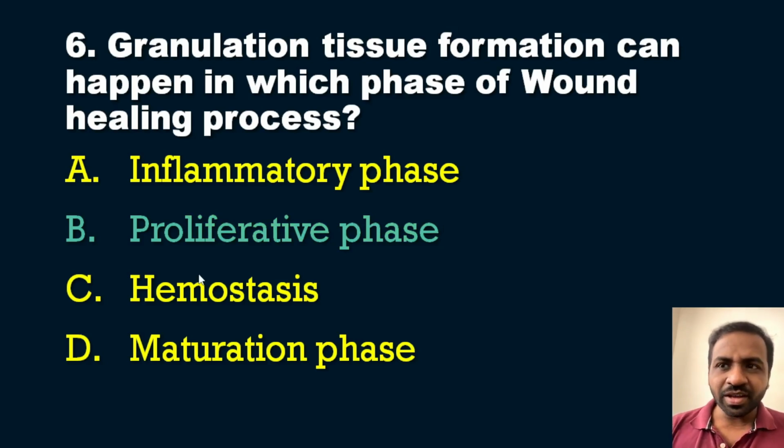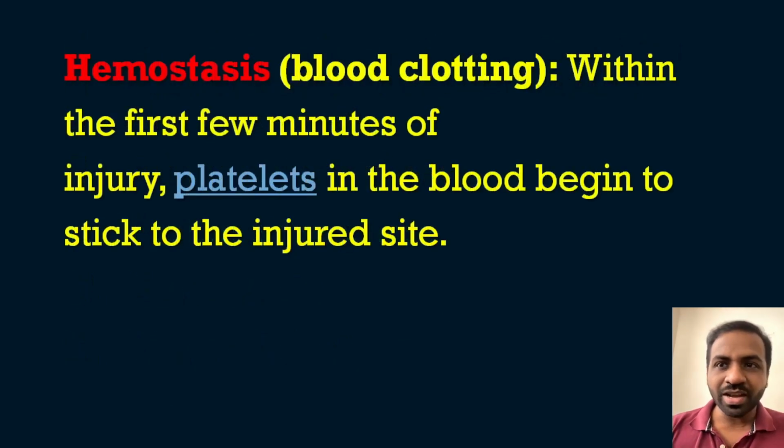So we will see the phases of wound healing process very briefly. So the first phase is the hemostasis or the blood clotting phase, which happens within the first few minutes of the injury. And what is happening is the platelets in the blood begin to stick to the injured site. Okay, platelets will be rushing to that area and will stick onto the injured site, and this is the stage of clotting. Okay, that is the hemostasis.